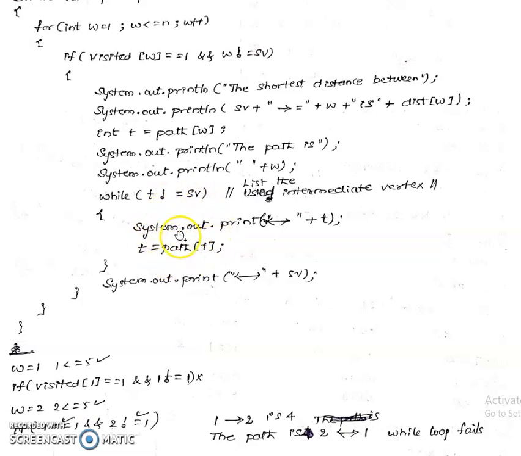The while loop is used to find any other intermediate node. What is the value of t? The t value is equal to 1. 1 not equal to source vertex, which is equal to 1. This loop is going to fail because we have a directed path. So finally we come to this statement, System.out.println SV, source vertex. You are going to print only this much. So 2 to 1, you have a directed path.